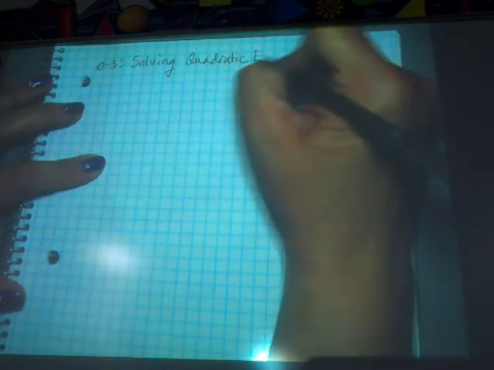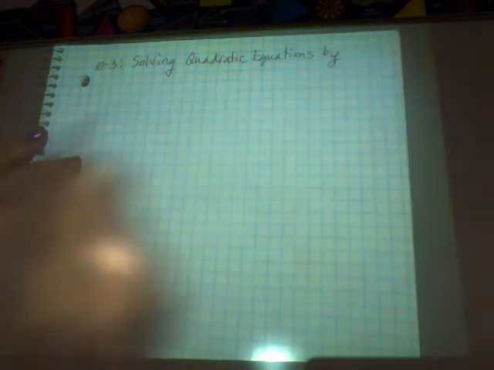Okay, so 10-3, solving quadratic equations by completing the square.